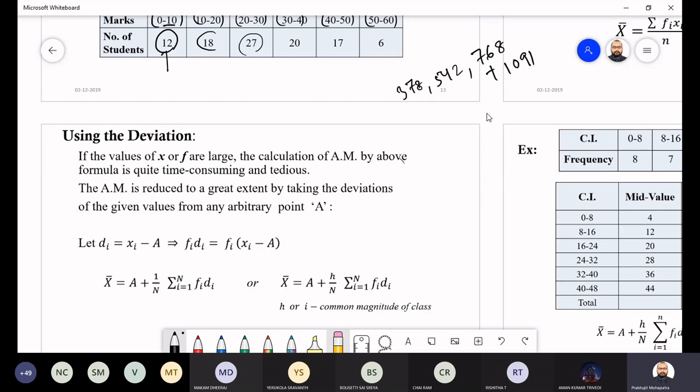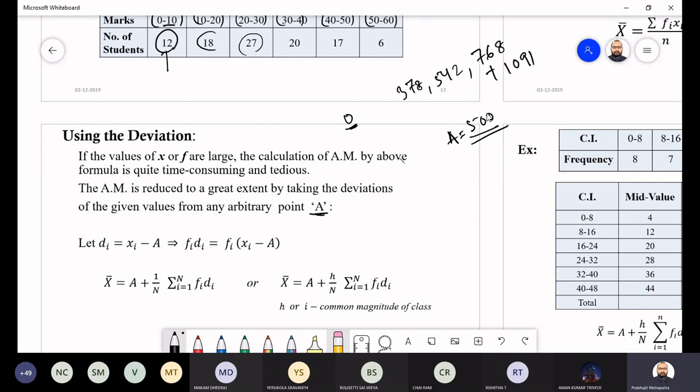So instead of taking so many large numbers, we'll take one arbitrary value, and consider that as the mean. If we take one arbitrary number, that becomes the origin, the starting point. So we shift our origin to another arbitrary value, A. For example, if I start from the point 500, that point is arbitrary. You can take anything.